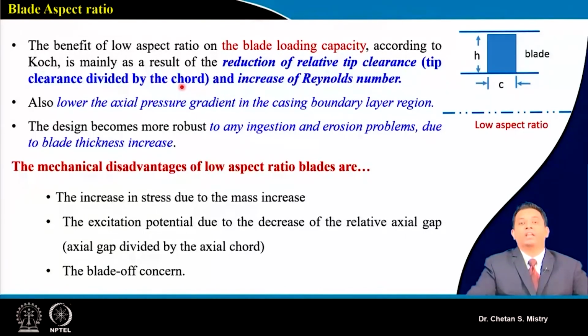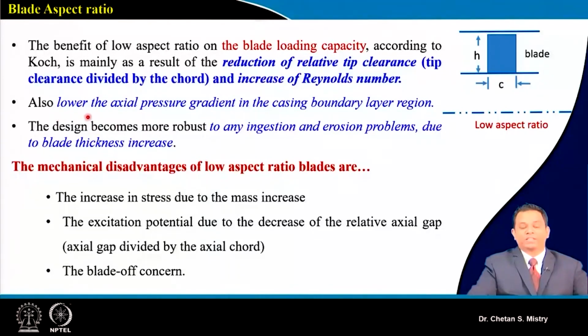Again, when we have a wider chord, that increases the Reynolds number. When I say it is increasing my Reynolds number, that gives a more turbulent flow on the suction surface and on the pressure surface, and that's what we are looking for. That helps us minimize the chances of flow separation. When we minimize the chances of flow separation, we minimize the chances of stall, and that is how we improve our stall margin.